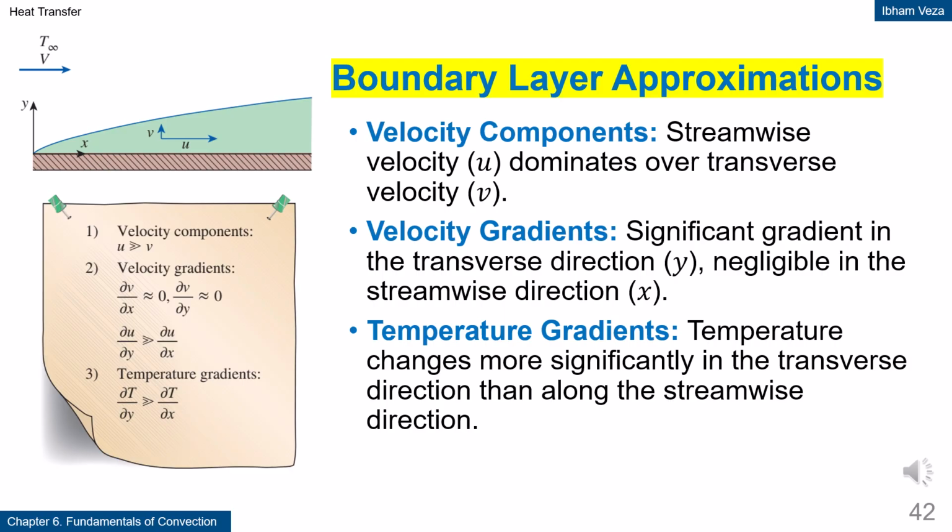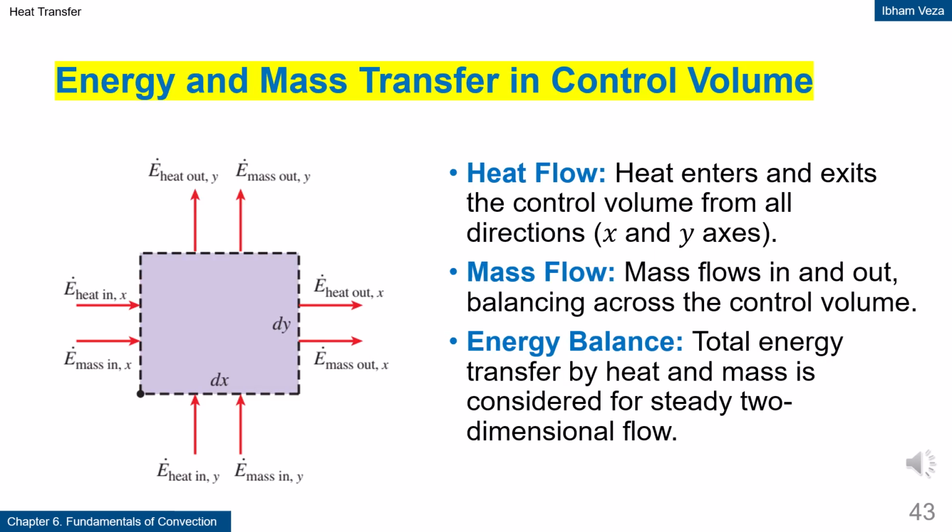These simplifications make the Navier-Stokes equations much simpler. This approach is essential for obtaining analytical boundary layer solutions. Energy and mass transfer in control volume. In a two-dimensional control volume, energy and mass can enter and leave through all sides.